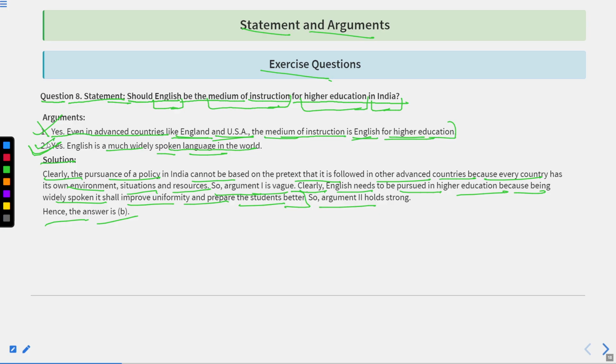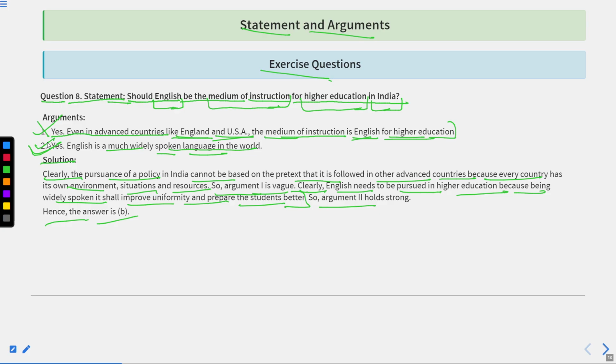End of the story. We need to figure out which argument is a strong argument and which argument is a weak argument. Once it is done, 90% of the work is done. All you need to do is to fill up the OMR sheet or tick mark the correct answer based on what you have figured out.